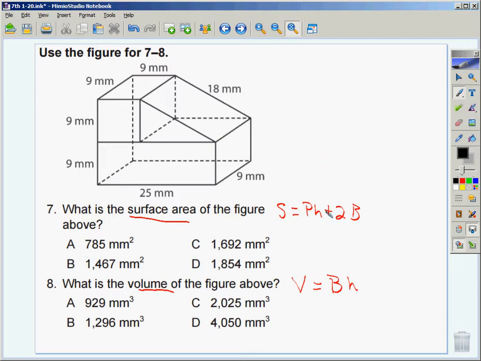Since I know what the formulas are, I want to identify what the height is in the picture. The height is 9. It's the distance between these 2 congruent parallel shapes. And we separate out that shape.